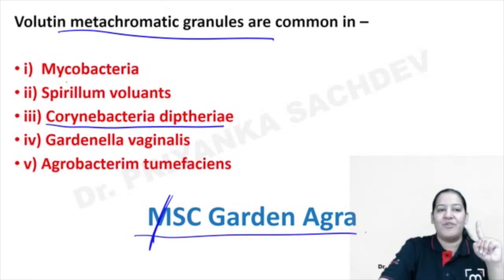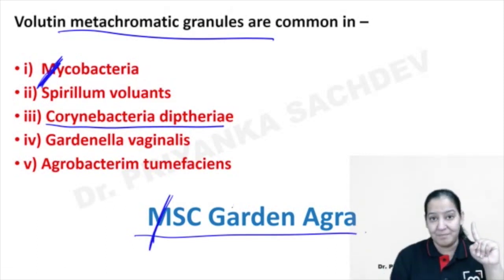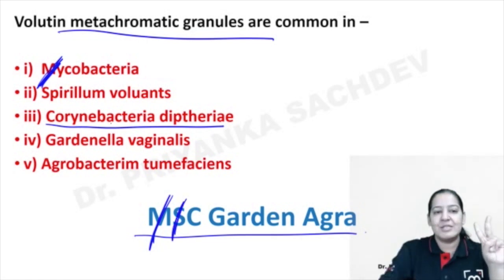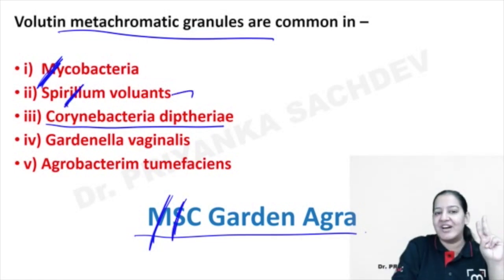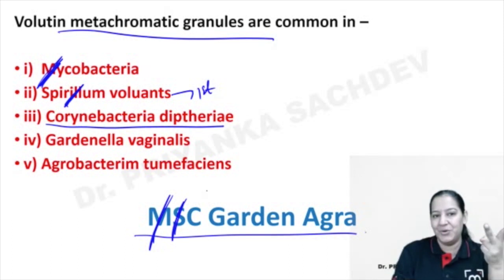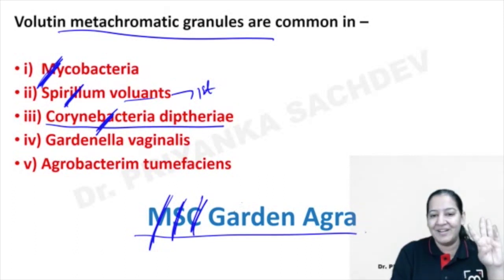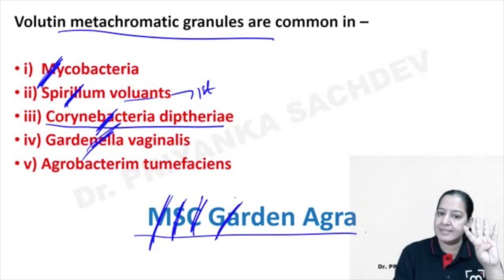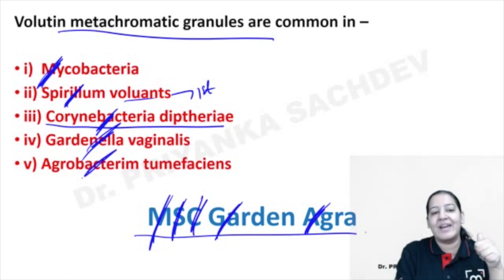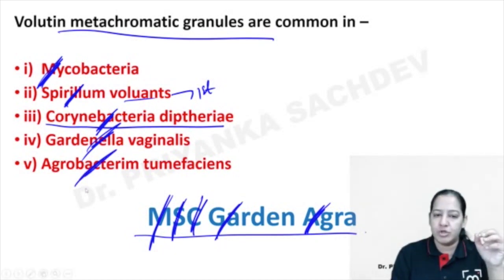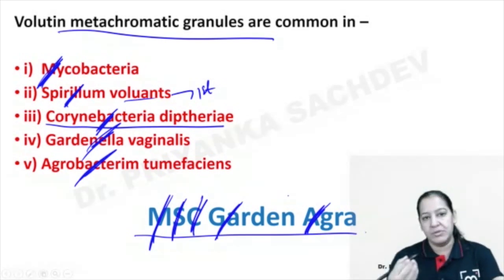So M stands for Mycobacterium tuberculosis, leprae. S stands for Spirillum volutans. This is the first bacteria in which it was discovered. That's why these are known as Volutin granules. C is Corynebacterium diphtheriae. Garden is Gardnerella vaginalis. And Agra is Agrobacterium tumefaciens. So these are the 5 bacteria in which these granules are present.